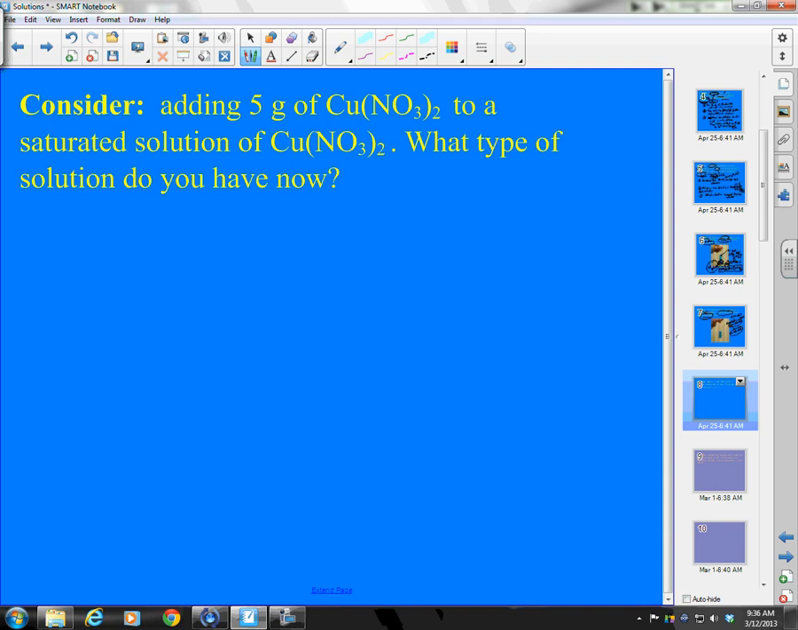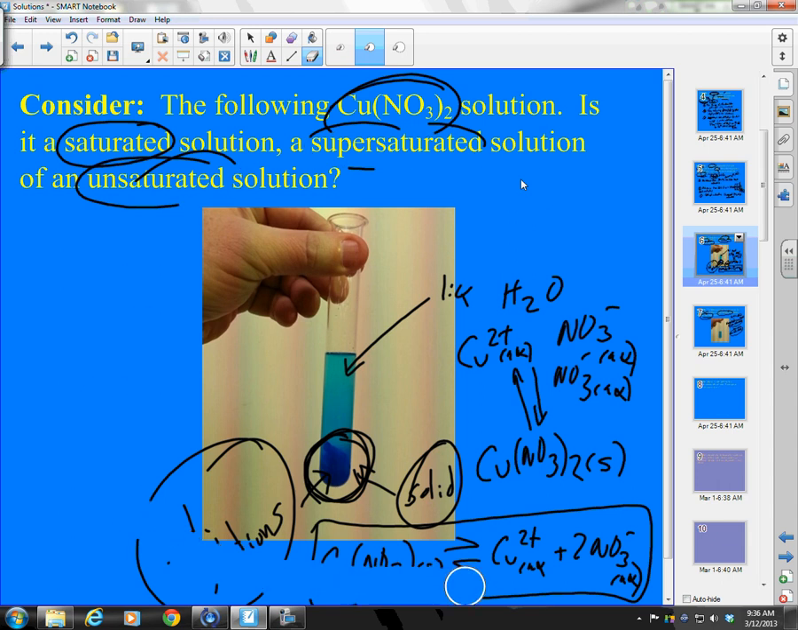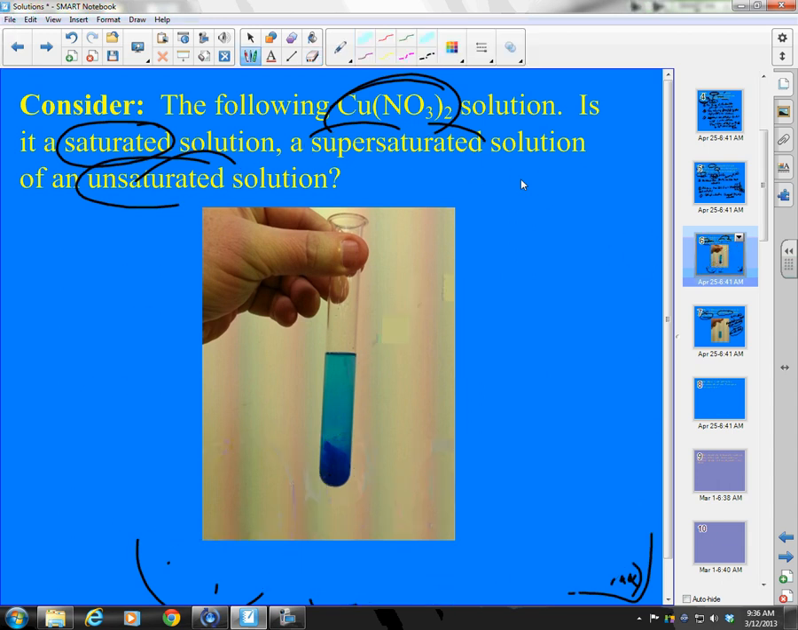Let's add 5 grams of copper(II) nitrate to a saturated solution. What type of solution do you have? Okay, so coming back here, we're going to add 5 grams of copper(II) nitrate. So I want to drop in here 5 grams of copper(II) nitrate. What's going to happen? I'm actually just going to get more solid down here, right? By adding that 5 grams, I get more solid down there. Has this become unsaturated? No. Has it become supersaturated? No. It is still a saturated solution.